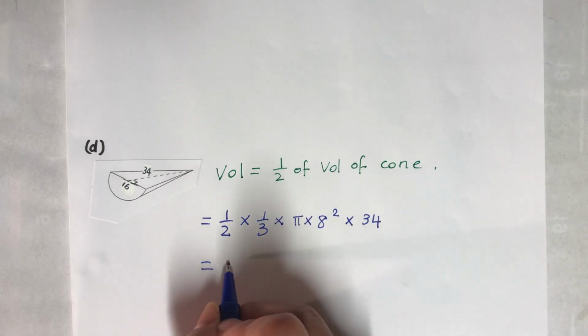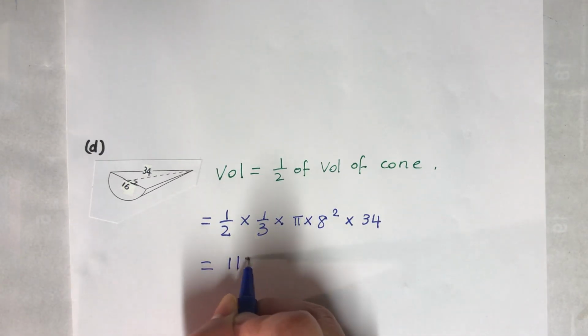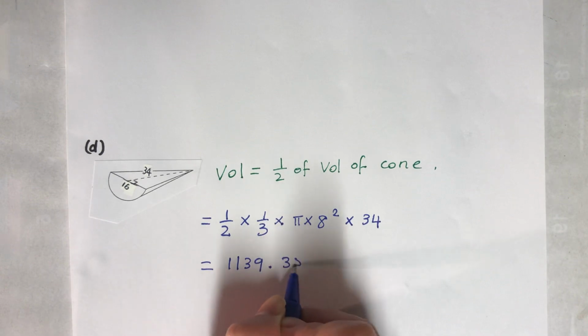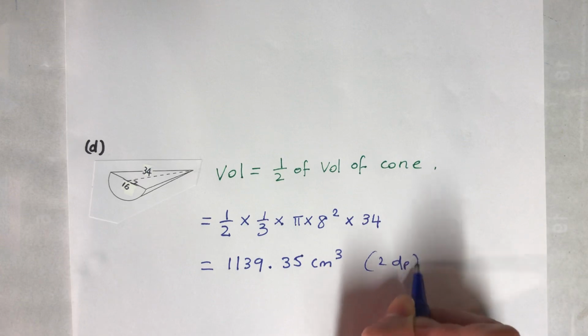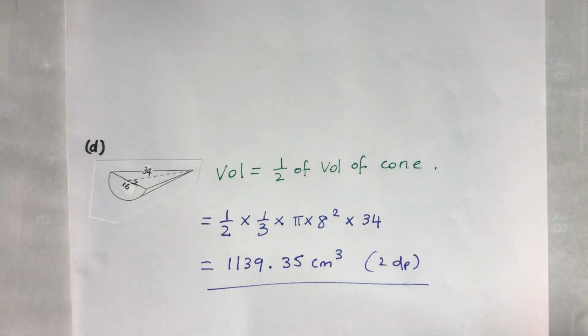So if you put that in your calculator, you will get 1,139.35 centimeter cubed, because we're going to do 2 decimal places. Excellent. Okay, next one.